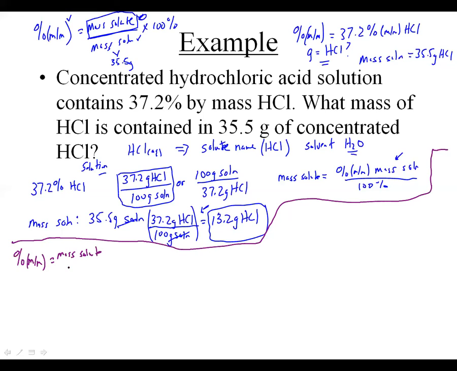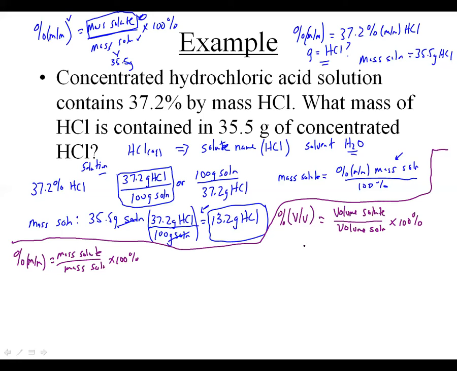Over the mass of the solution, times 100%. There's also volume to volume percent, which is the volume of solute divided by the volume of solution times 100%. Now, this is sort of like percent alcohol by volume. That's basically what percent volume to volume is.